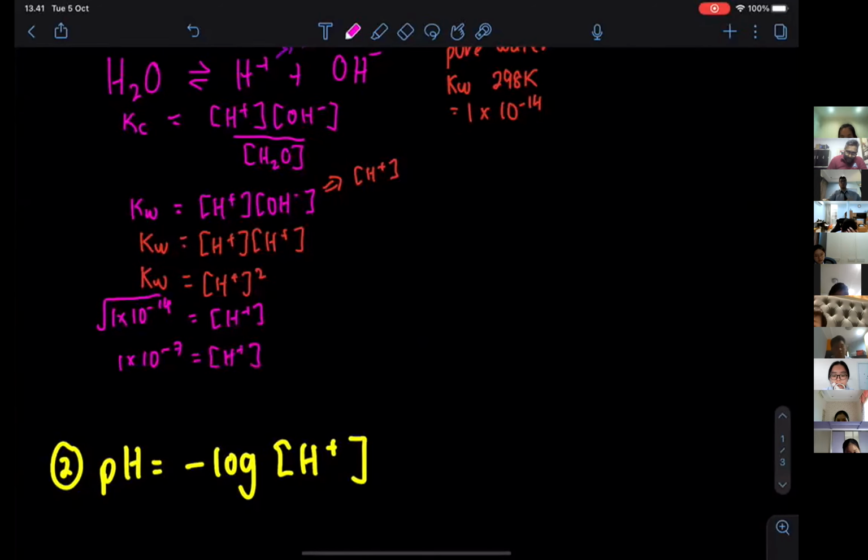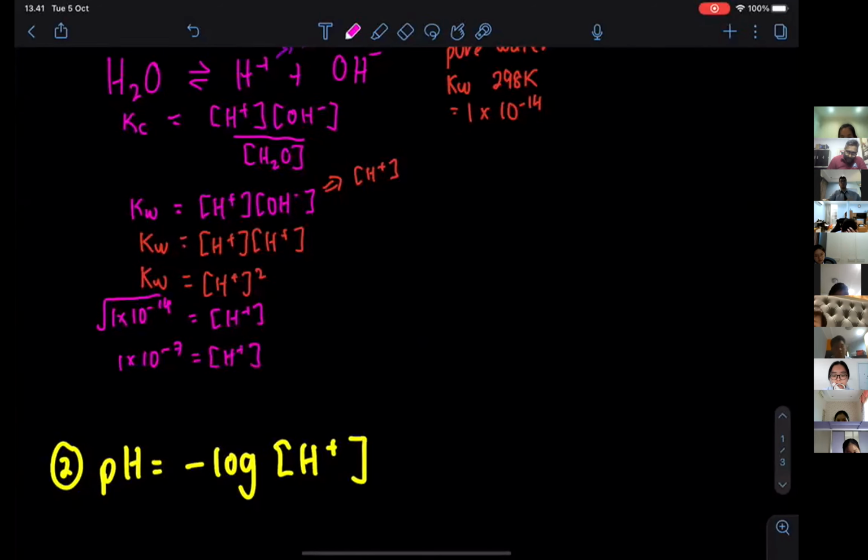So we just have to find the H plus. And do remember, these two formulas are very important. This one is more universal because you need to know how to calculate the pH. But this Kw we are going to use for finding the pH for both acid and base. And we are going to talk about strong acid and strong base.